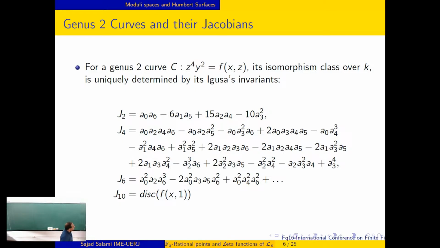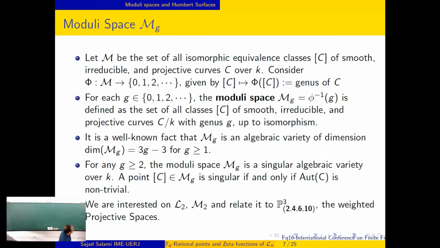Here is the list of the Igusa invariants associated to a curve. The last one is important because it is the discriminant of the polynomial. To have a smooth curve C, this must be non-zero. What is the moduli space? Actually, it is the set of isomorphism classes of smooth, irreducible, projective curves over K, where K can be a field of any characteristic. If you consider this map, the inverse image of any integer defines the moduli space of genus g curves over K.